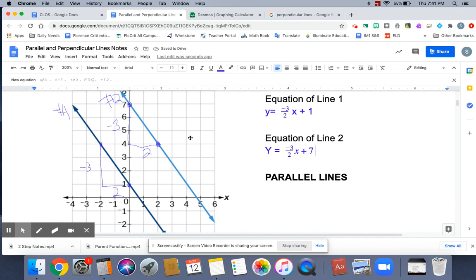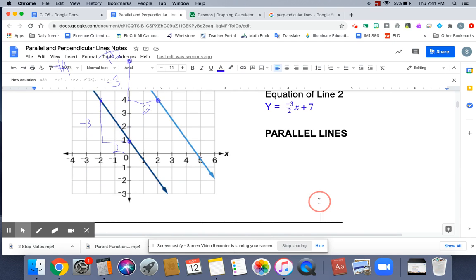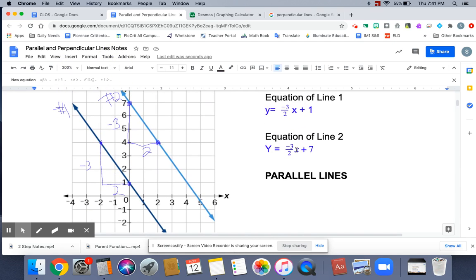So these two lines are parallel, and you can tell by the picture because they don't cross. What do you notice about their equations? What do they have in common? If you look, the slope is the same.